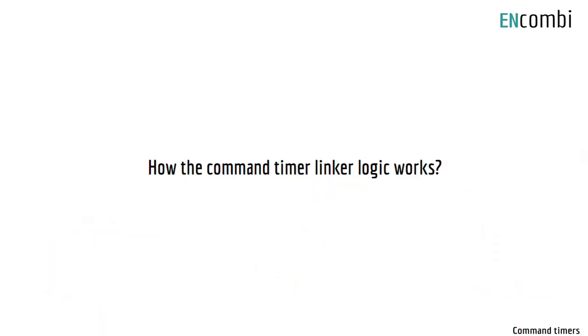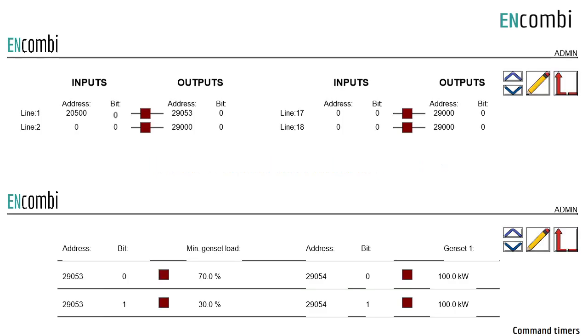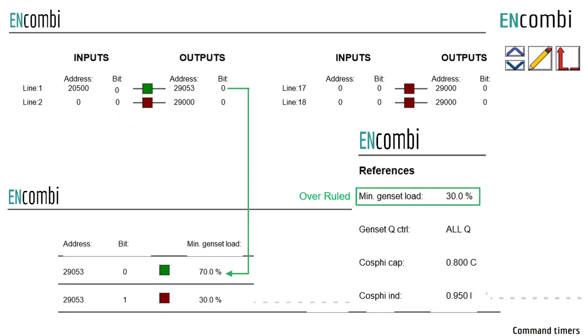How the command timer linker logic works. In the EClogic linker line 1, the command timer Modbus input address is configured as the input address on the linker. Then it is linked to the minimum genset load address on the output. Then the minimum genset load is configured to 70% on bit 0. Here when the input signal of the command timer is present, the output gate is true. Which means, when the input gate is true, the standard setting of genset load will be overruled by the EClogic minimum genset load setting.